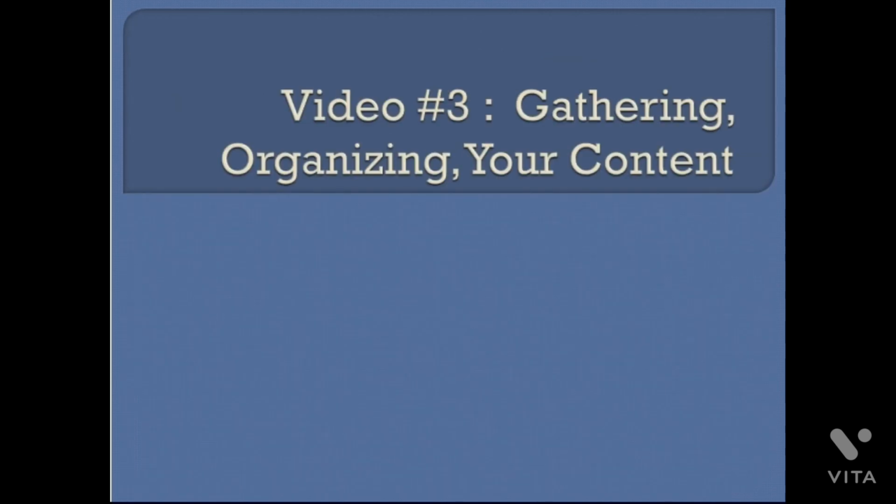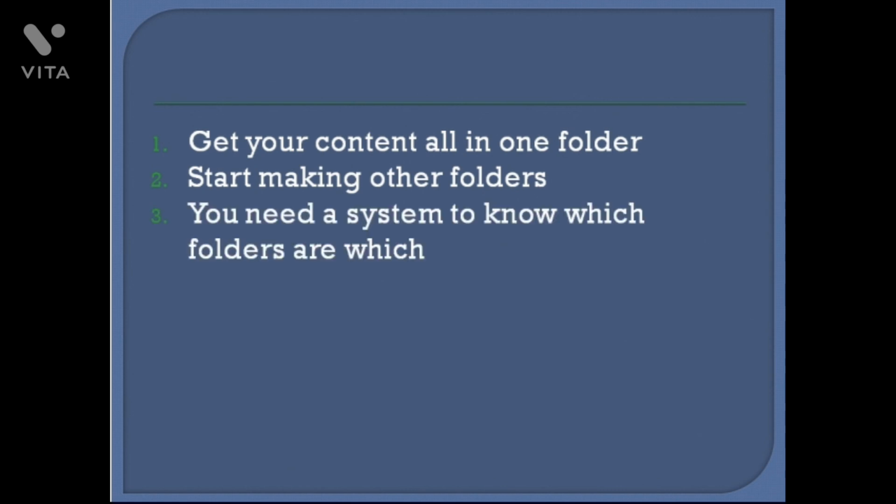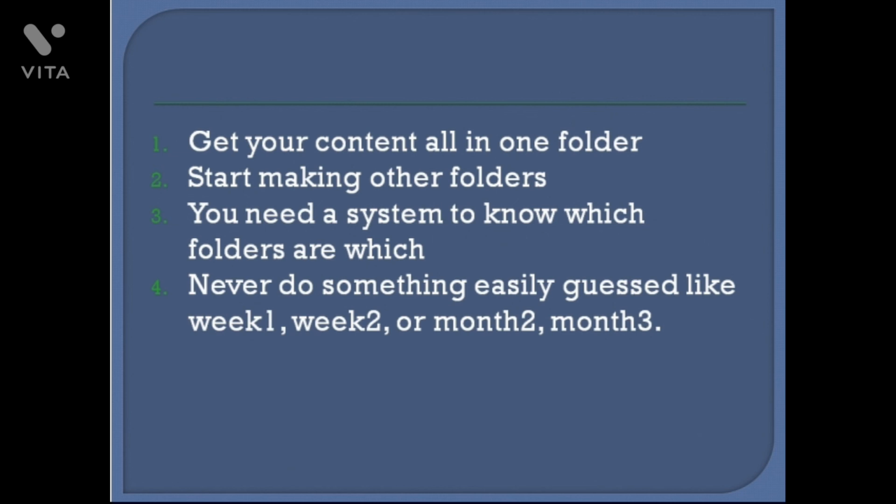Hello and welcome to video number 3. We're going to talk about gathering and organizing your content. Here is how it is going to work. First, you're going to get all your content and put it all in one folder. It doesn't have to be organized. And then you're going to start making other folders. You're going to need to have some sort of system to know which folders are which. So what I recommend is you figure out your delivery plan. So once you figure out your delivery plan, then you can do week 1, week 2, week 3, and so forth. In month 1, month 2, month 3, and so forth.